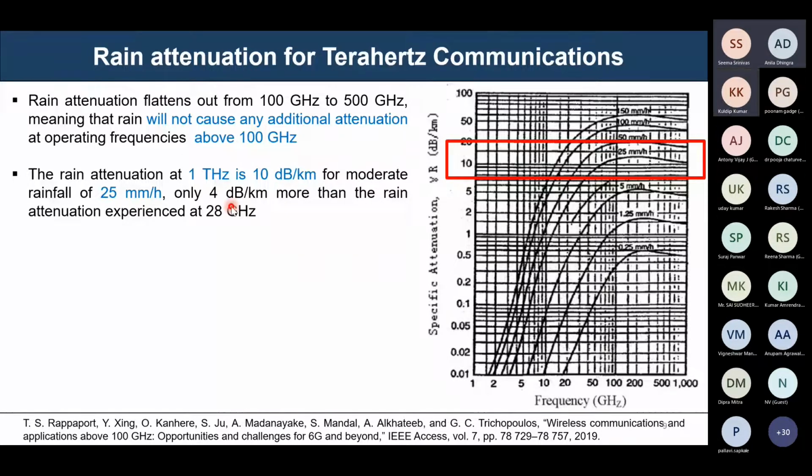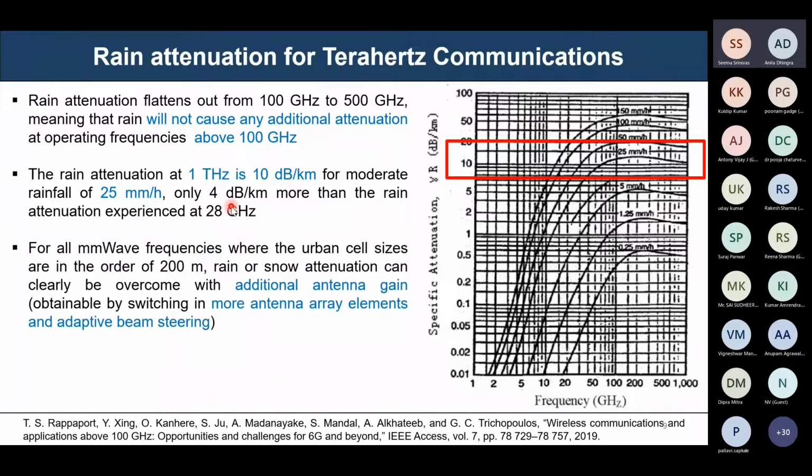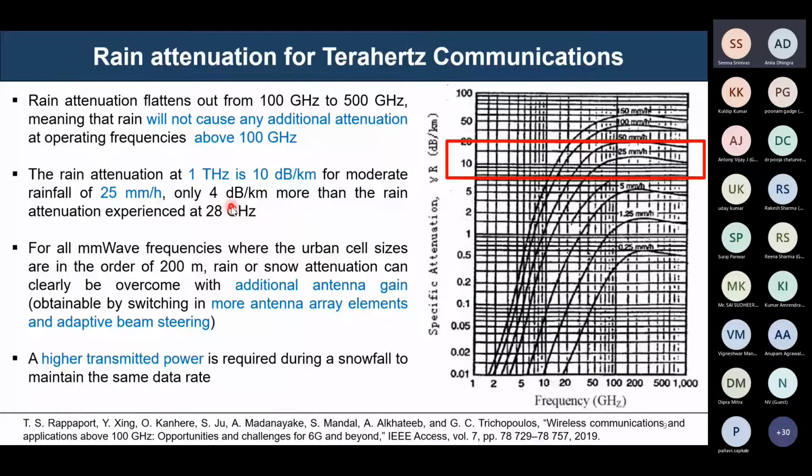How are we going to deal with that? Additional antenna gain, with a larger number of array antenna elements and adaptive beam steering. So we can radiate more power in a specific direction and overcome this. We have to transmit higher power. There is no escape from this one. We have to do that to overcome this attenuation.